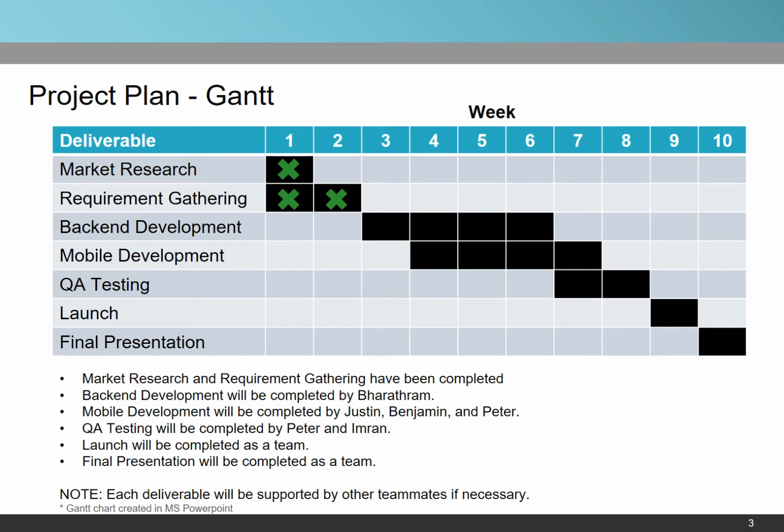Here's our updated Gantt chart for the project. In weeks 1 and 2, we have completed our market research and requirement gathering. We've also begun working on our back-end development tasks beginning in week 3. Team member assignments for each deliverable are shown below. It should be noted, however, that team members assigned to each task have the strongest desired skill to work on those areas. The work is not limited exclusively to them, though. Other team members will step in, if necessary.